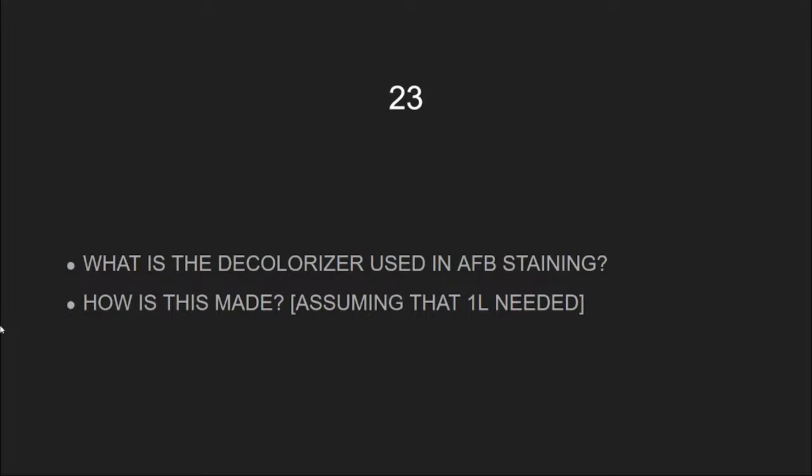Let's go to the next one, which is number 23. What decolorizer is used in AFB staining and how is this made?